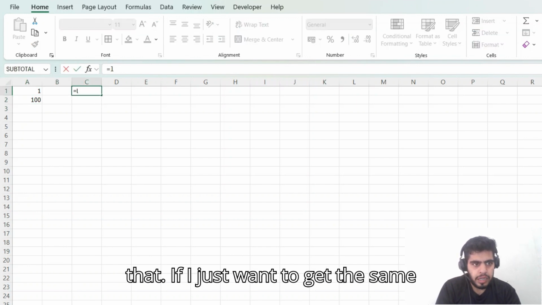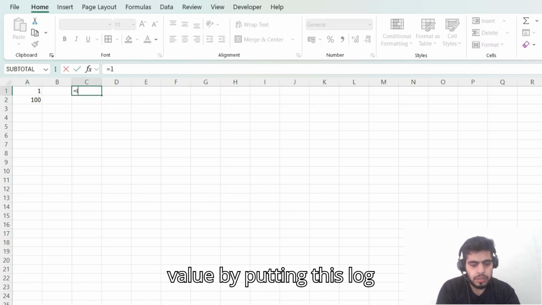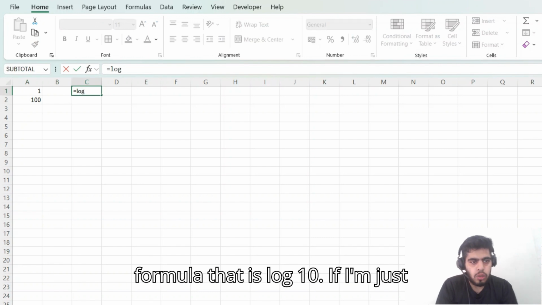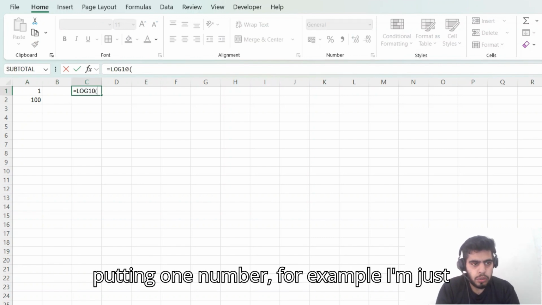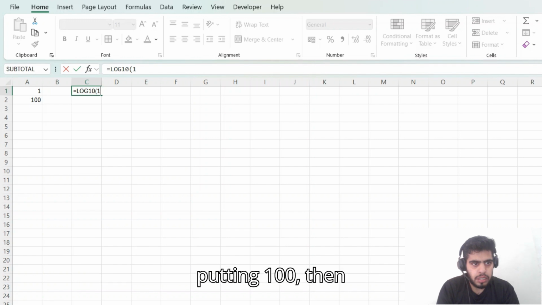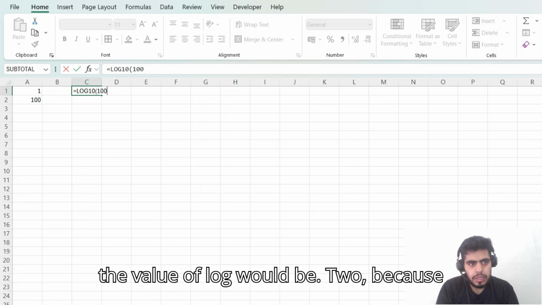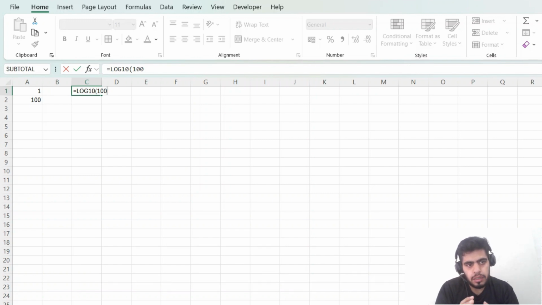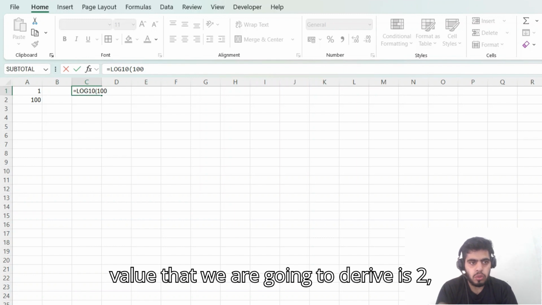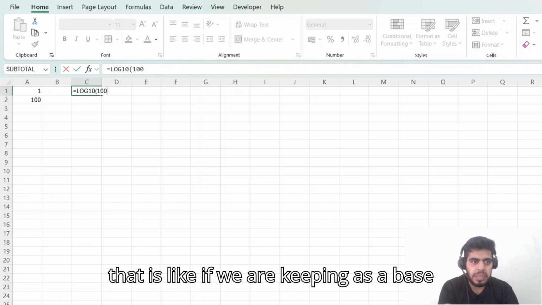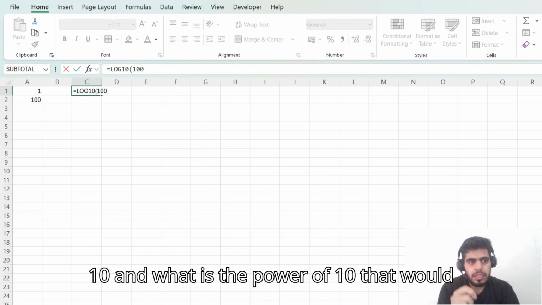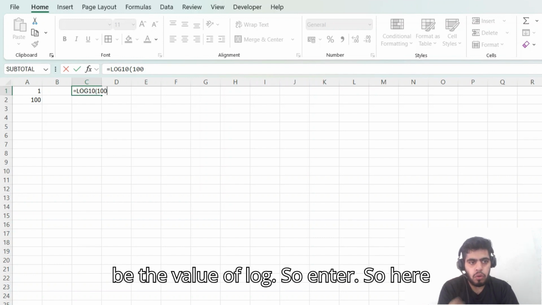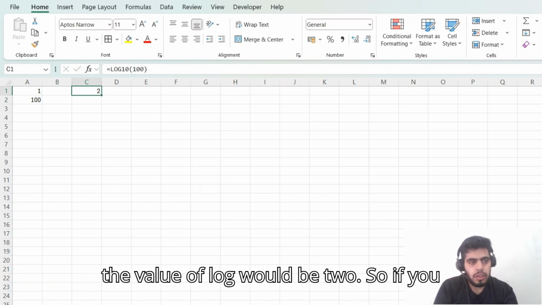If I want to get the same value by using this log formula, that is LOG10, and I put in a number, for example 100, then the value of log would be 2. If we keep the base as 10, what power of 10 gives the number, that would be the value of log. So enter. Here the value of log would be 2.